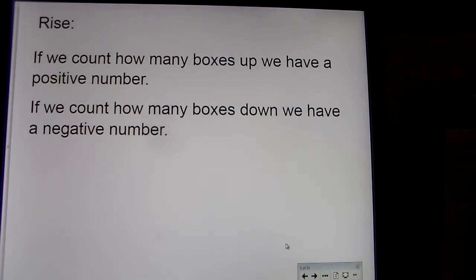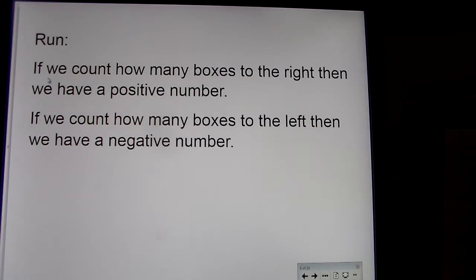So for the rise, if we count how many boxes up, that is a positive number. When we're counting from one point to the other, when we're counting up, that number is going to be positive. If we have to count how many boxes going down from one point to the other, it's going to be a negative number, as you'll see with some examples. With run, if we count how many boxes to the right the other coordinate is, we're going to have a positive number. But if we're counting how many boxes to the left, then we're going to have a negative number.